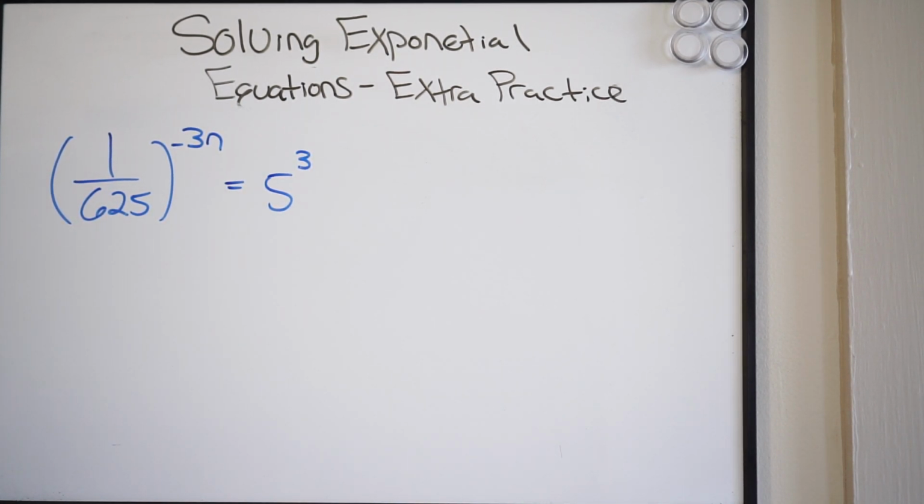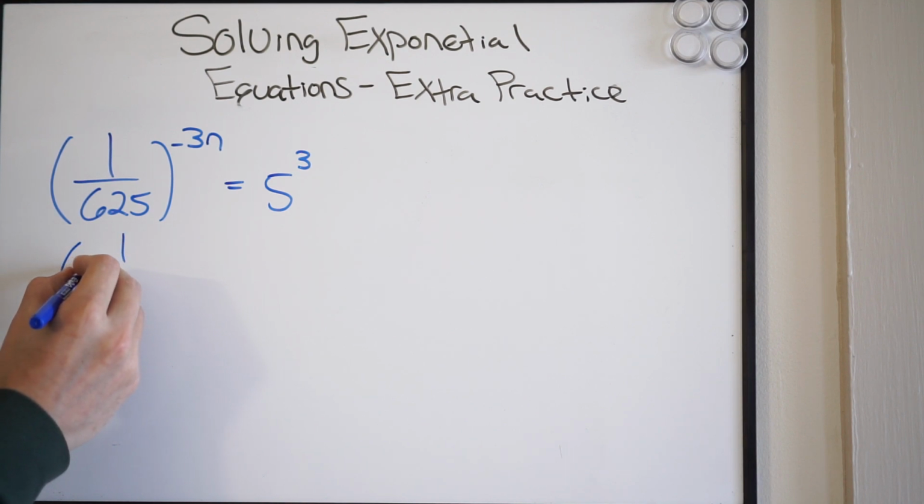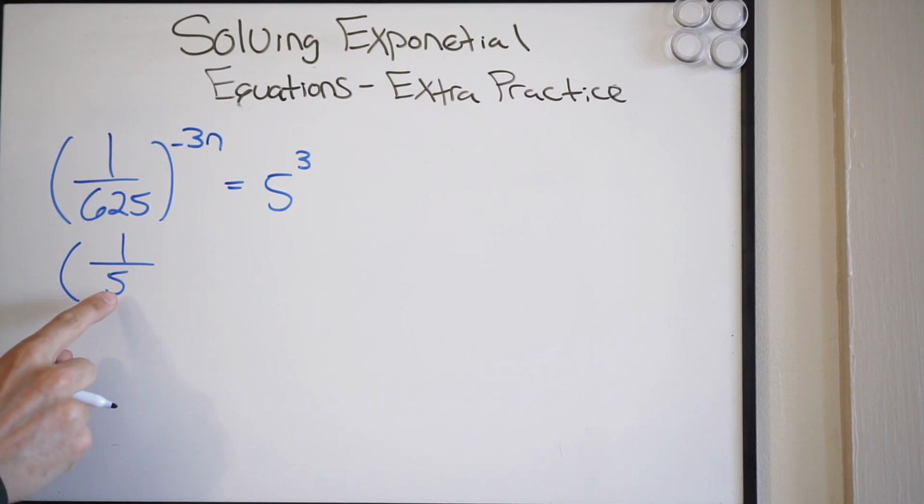Okay, so you want to go and see if you can rewrite this as the same base. Well, I have 1 over 625. So what is that really saying? How can we rewrite this? Well, what if we did 1 over 5 to some power? Now 5 to what power will give me 625? Well, that's going to be 4.